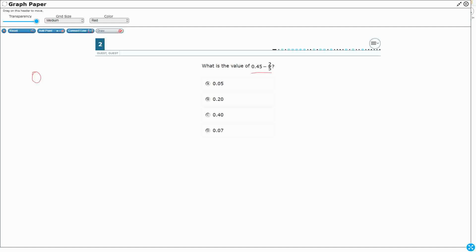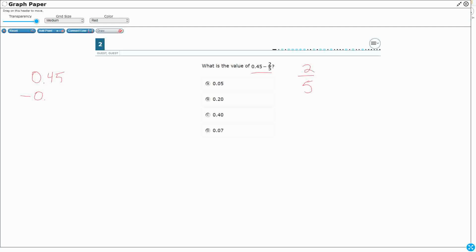All right, so 0.45 minus, I know it's going to be 0 point something because it's a proper fraction, which means it's less than 1. All right, so 2/5. We've got a few choices here.